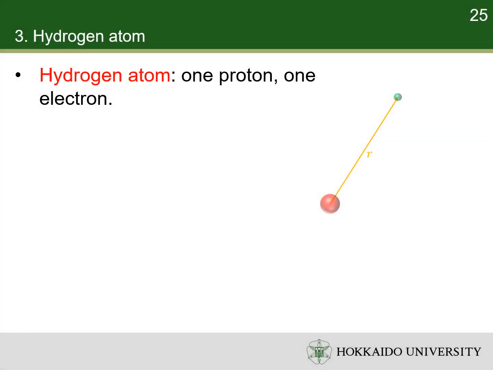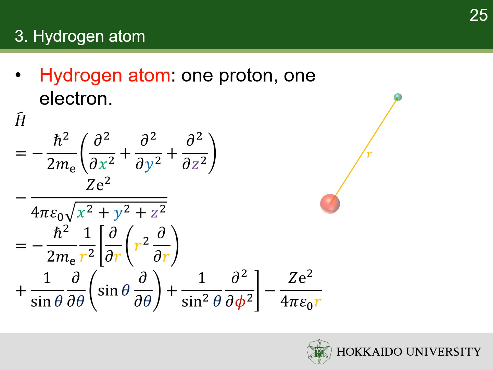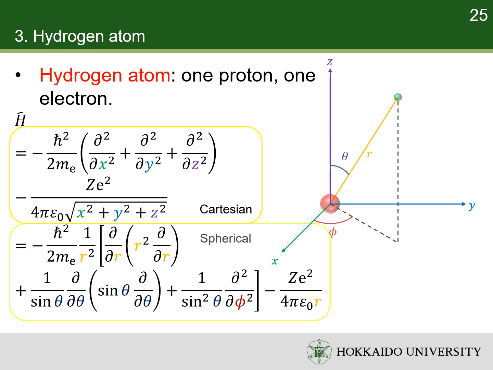A hydrogen atom contains a single positively charged proton and a single negatively charged electron bound to the proton by the Coulomb force. The Hamiltonian of the hydrogen atom can be expressed with either Cartesian coordinates or spherical coordinates, in which the Laplace operator in spherical coordinates is used. Hydrogen atom has a spherically symmetric potential, given by Coulomb's law. Thus, the spherical coordinates are more convenient for hydrogen atom.